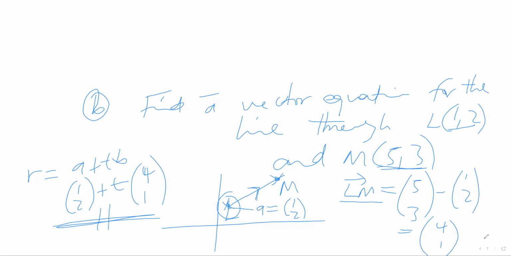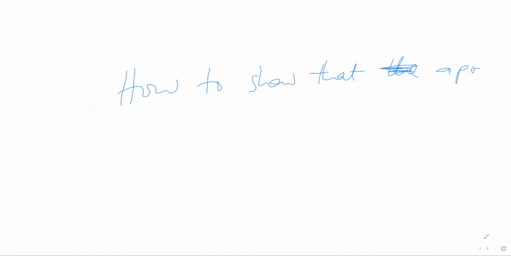Okay, so I move forward and then I talk about how to show a point is on the line. I have to show that. So how do we show that a point is on the line? Which is a very good question. So I'll demonstrate this with an example.